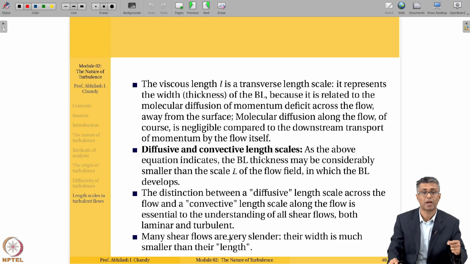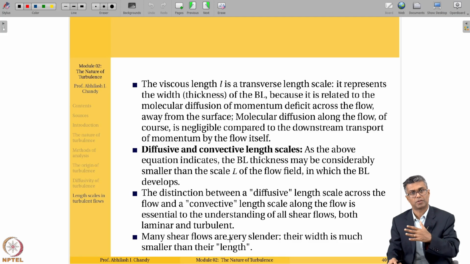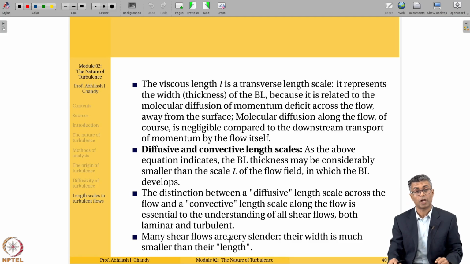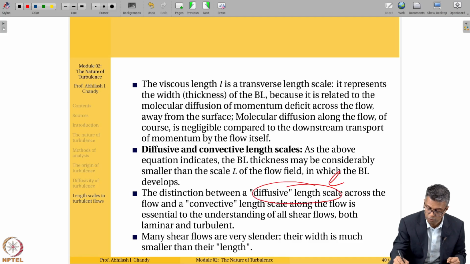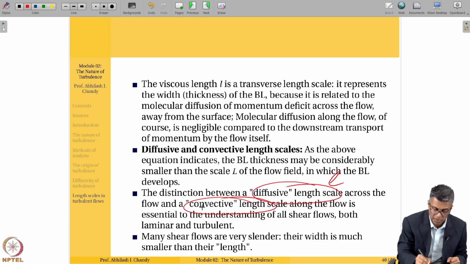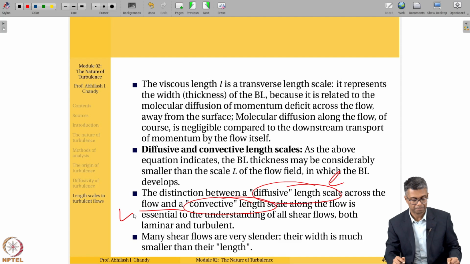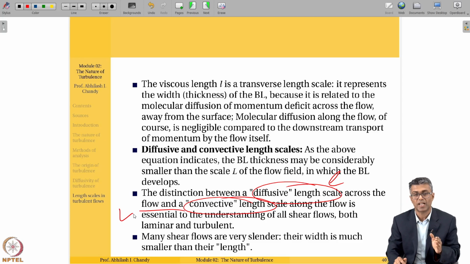On the other hand, capital L represents the momentum transport along the plate. So that is like a convective length scale. So you have convective length scale versus diffusive length scale. Diffusive length scale is the small l, and convective length scale is capital L. Here, it is important to understand these two length scales and where viscous effects play an important role.